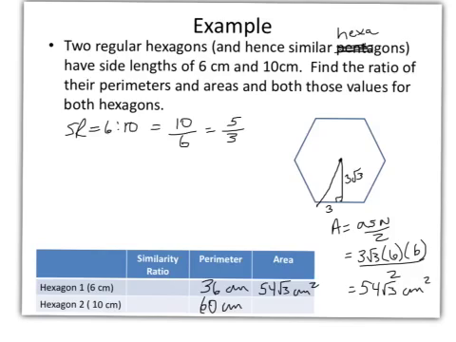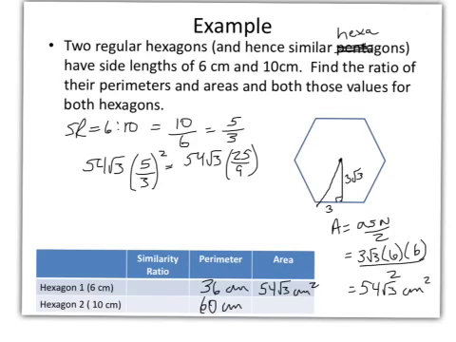Okay, so when we find the area of our new hexagon, we could go through all the rigmarole of A equals a s n over 2, or we could take this 54 radical 3 and multiply it by 5/3 squared. So 54 radical 3 times 25/9, so 54 times 25 divided by 9, will give us 150 radical 3 centimeters squared.